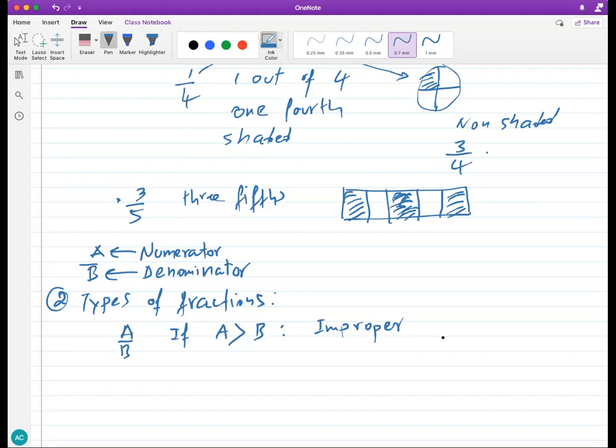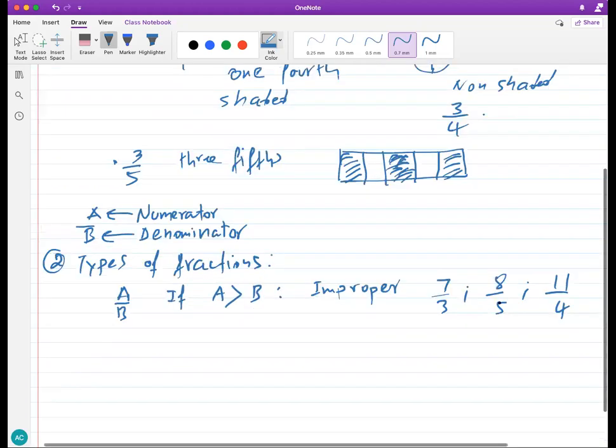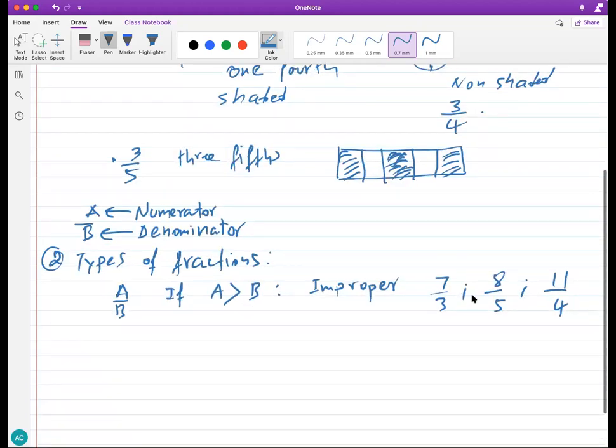For example, 7 out of 3, and maybe 8 out of 5, and 11 out of 4. All these are improper fractions simply because the number at the top is higher. And we're going to see that we can change these into another type of number in a moment.